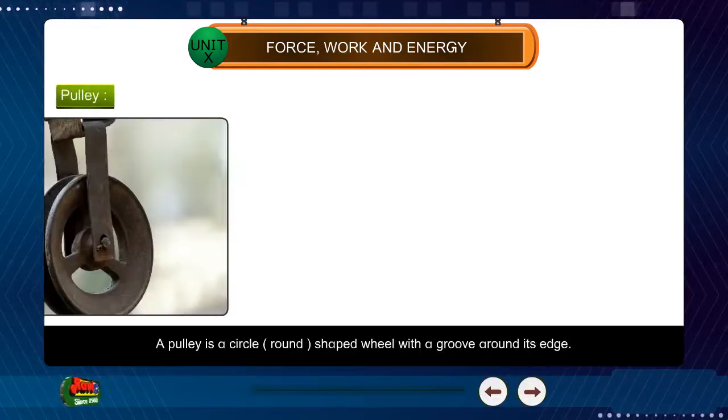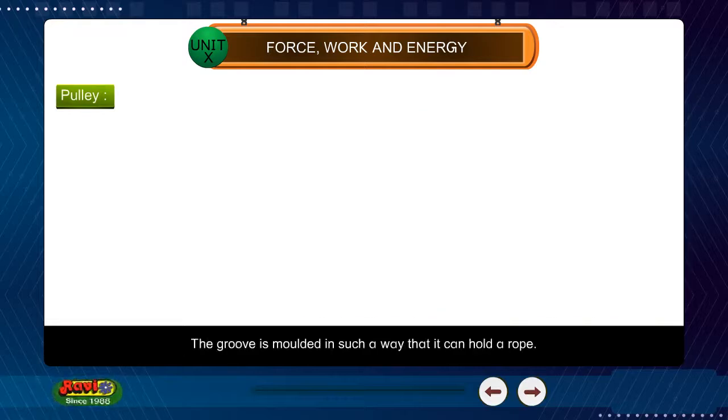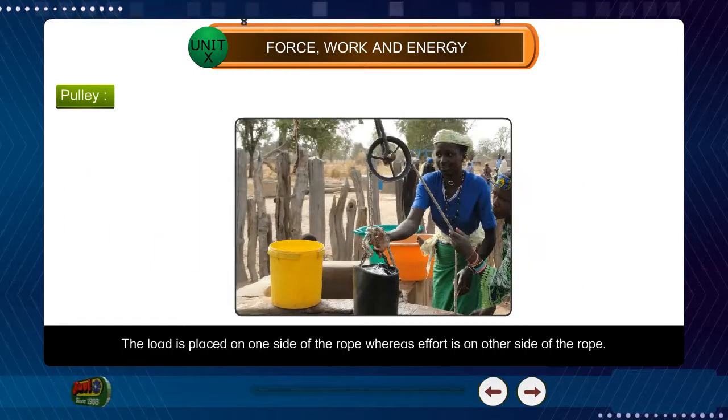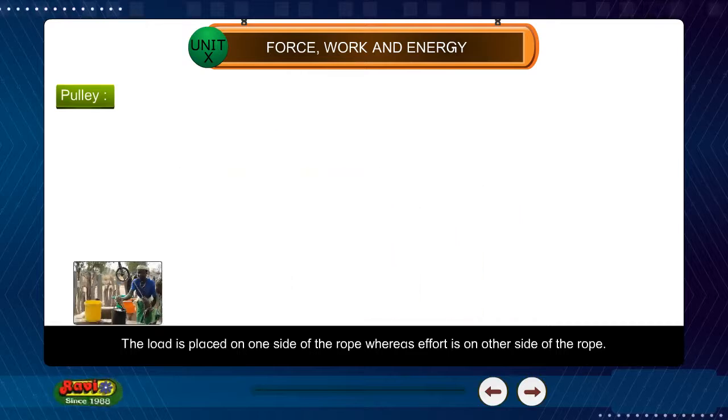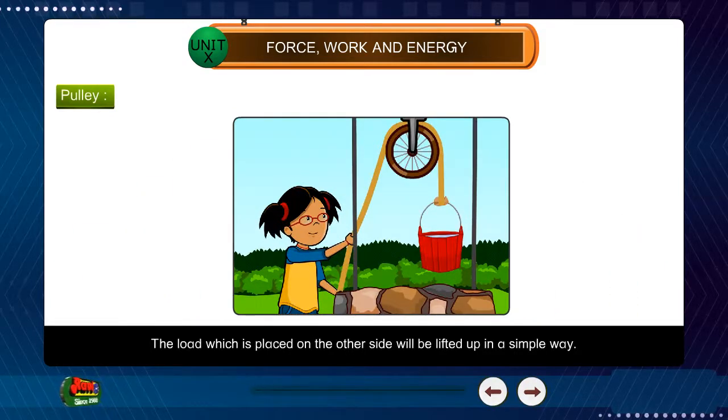Pulley. A pulley is a circle, a round-shaped wheel with a groove around its edge. The groove is molded in such a way that it can hold a rope. The load is placed on one side of the rope, whereas the effort is on the other side. When we pull the rope, the wheel of the pulley turns. The load placed on the other side will be lifted up in a simple way.